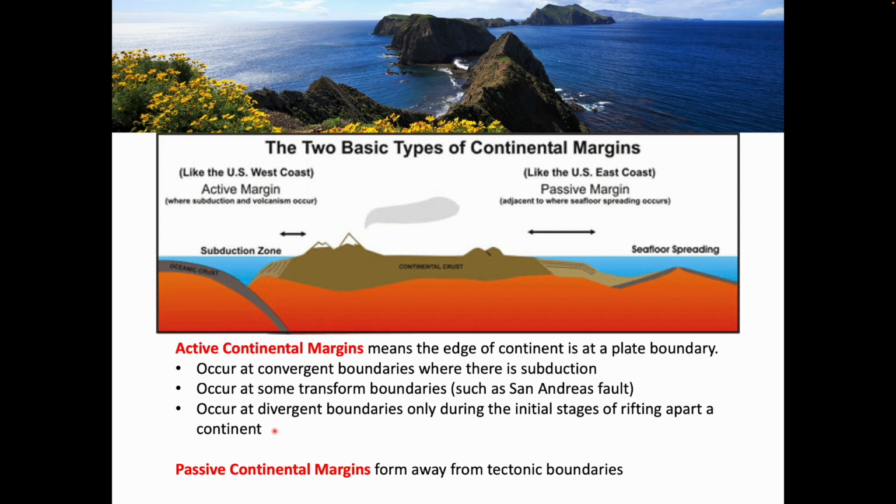So, for example, the early stages of the Atlantic Ocean, when it was first opening as Pangaea was breaking up, could have been considered an active margin, because there was active faulting and deformation of the continental crust during the process of Pangaea breaking apart. Most of the west coast of the United States is an active continental margin. The east coast today is a passive continental margin, which is a continental margin away from tectonic boundaries.